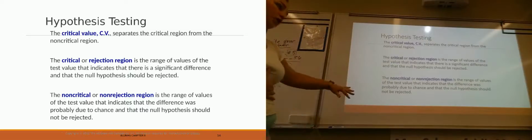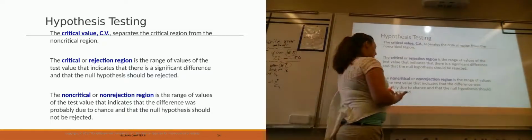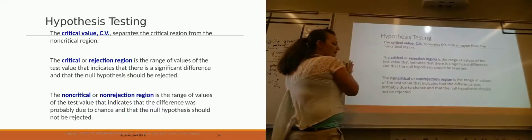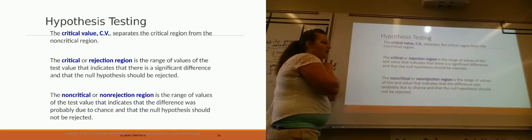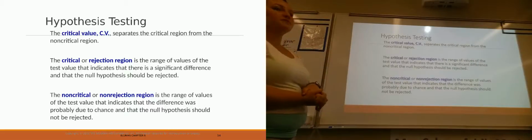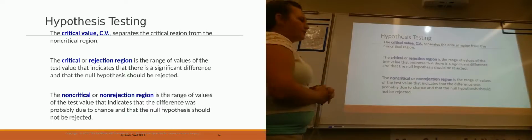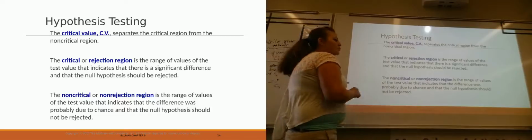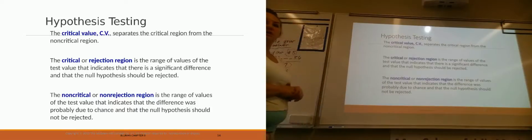Non-critical or non-rejection is the range of values of the test that indicate there's no difference in what we said. This is just really wordy. Sorry about this. When we draw our graphs, make sure you label these two things. Critical is where we're going to reject it.